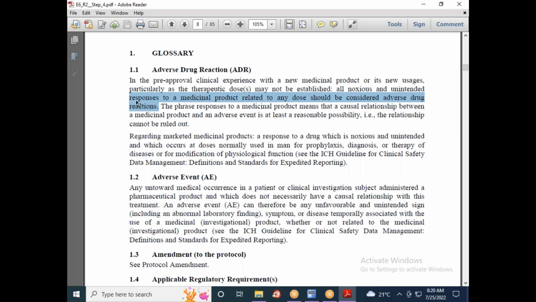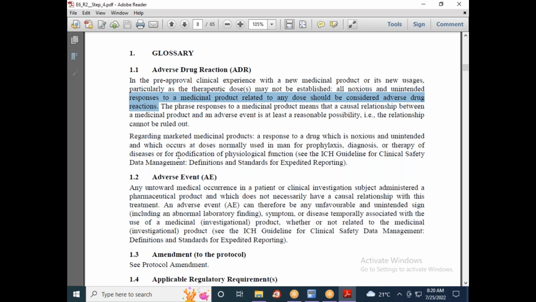So any side effects, in layman terms, that have occurred due to the use of a medicinal product, we call an adverse drug reaction. If you strongly believe the side effect is due to this drug, then we call it an adverse drug reaction. Adverse effects are nothing but side effects. The technical word is adverse effects; layman language is side effects.